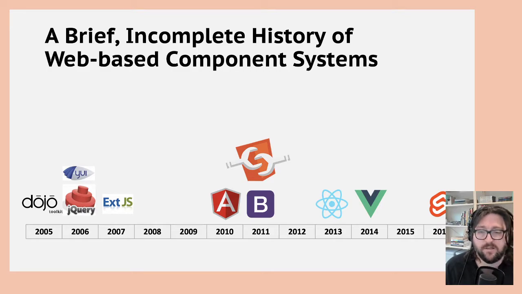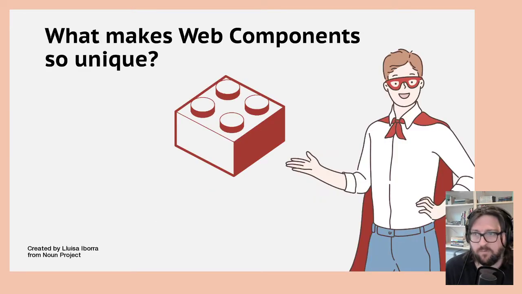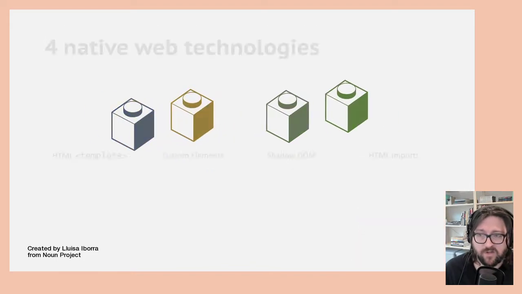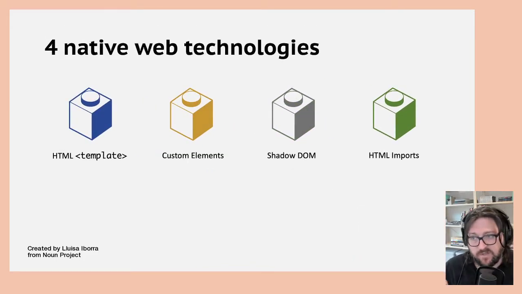But in this world of web-based component systems, you might say, what makes web components unique? We have JavaScript systems. Why would we need another thing? That's a fair question. But the reason web components are unique is they're a set of web standards. Web components are actually 4 different HTML specifications that exist in various states.